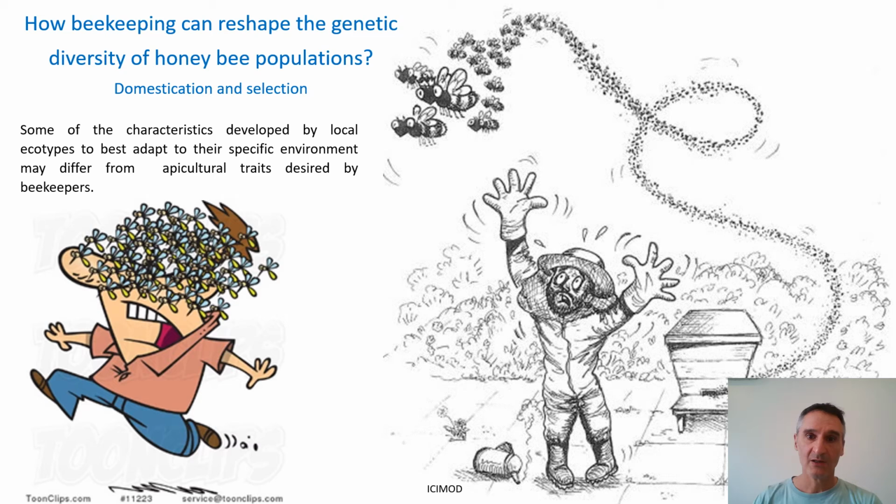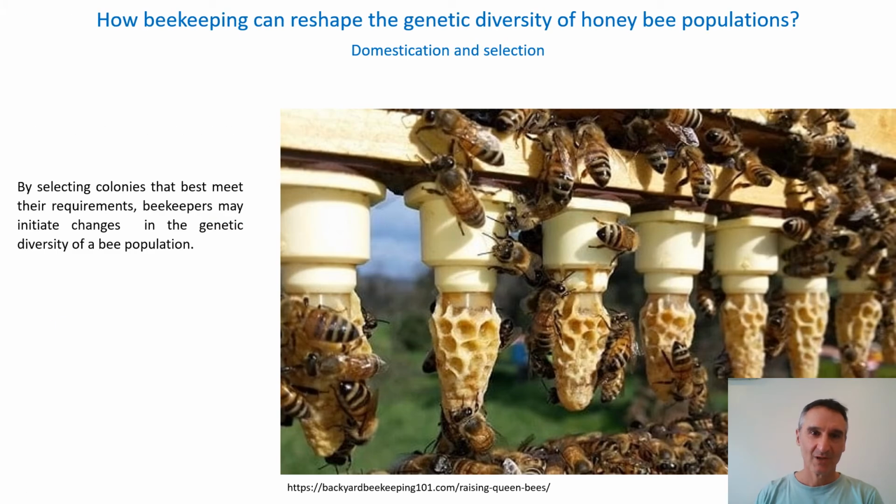On the contrary, domestication commonly leads to the selection of traits that enhance production, meaning a lot of honey, and gentleness, not aggressive bees. By selecting colonies that best meet their requirements, beekeepers may initiate changes in the genetic diversity of a bee population. The consequences of these modifications remain very likely minor when they involve a small number of managed colonies surrounded by a large wild population of native bees.